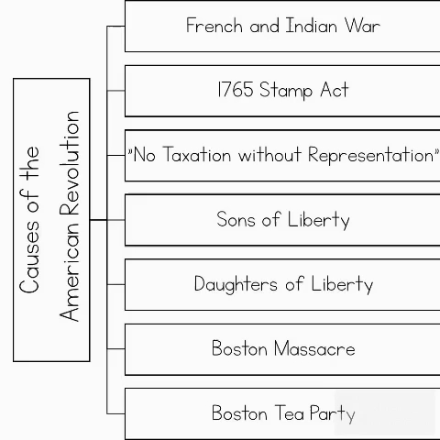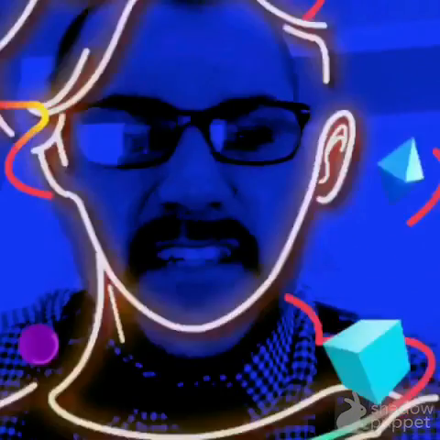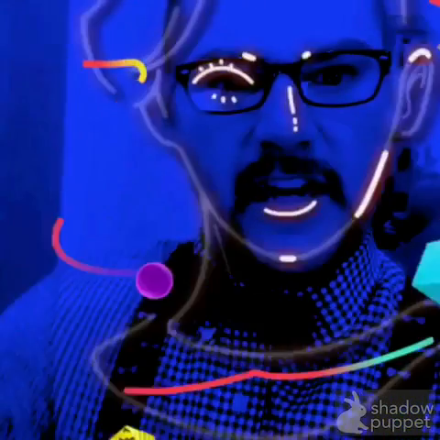Here is a graphic representation of what we're going to be talking about in the order that we're going to be talking about it. We're going to explain the causes, events, and results of the American Revolution.